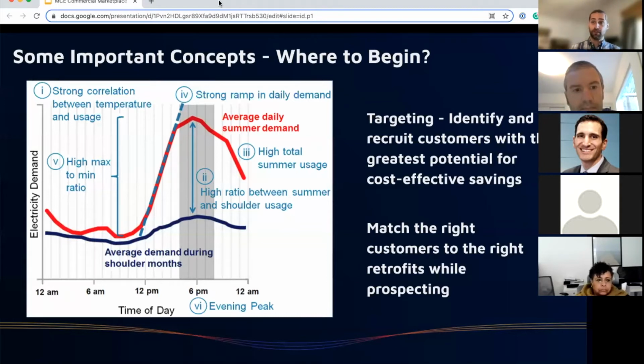In addition, we can look at business types, et cetera. So you can say, I want to look at warehouses for air conditioning. And then we can narrow the field and say, okay, well, these are some customers you should pay attention to.